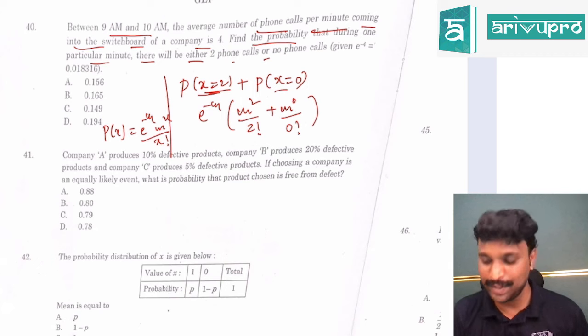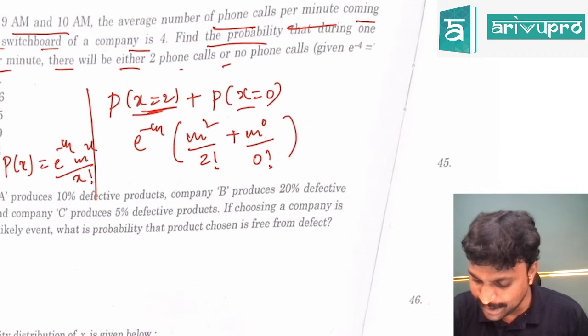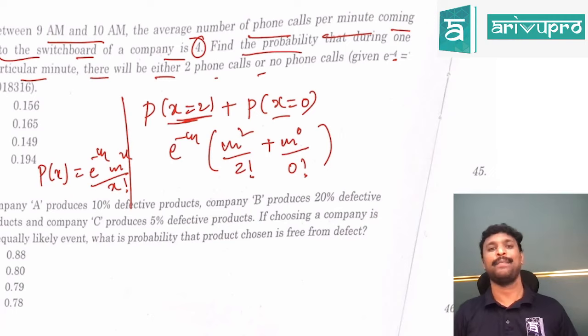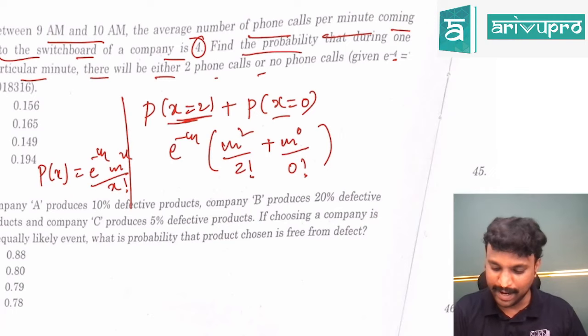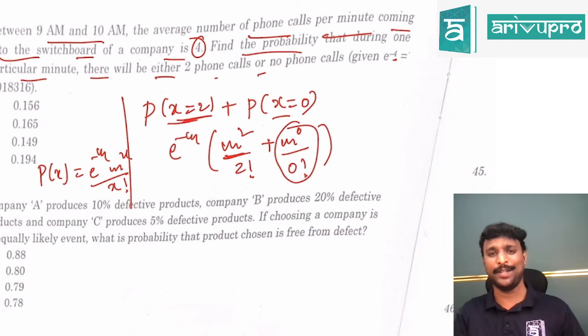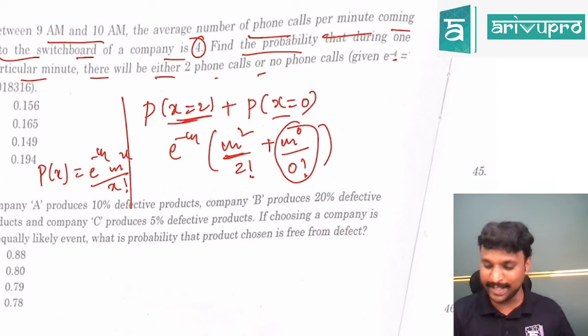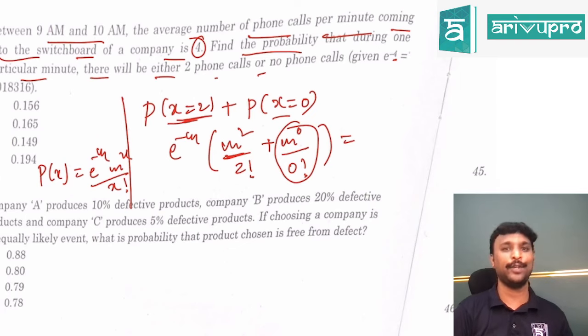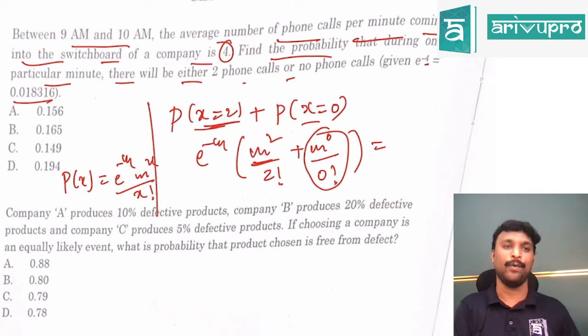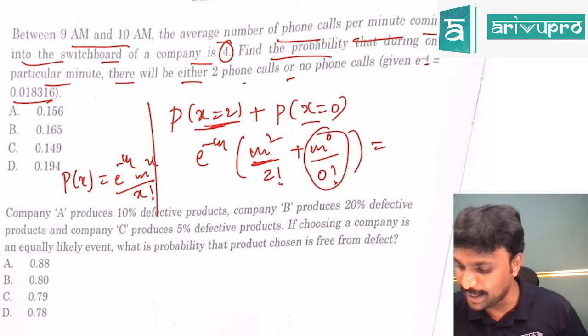Guys, m value is how much? E power minus m value is what? 4, and they have given here average is 4, so m is equal to 4. Guys, within the bracket, 4 square is 16, 16 by 2 is 8, and the result of the second term is m power 0 is 1, 0 factorial is 1, so 8 plus 1 is 9. Guys, all that we have to do is 9 has to be multiplied with the given value 0.01813. So what do you do?